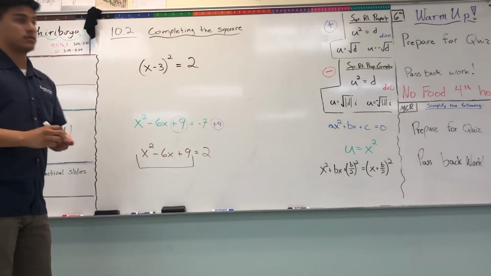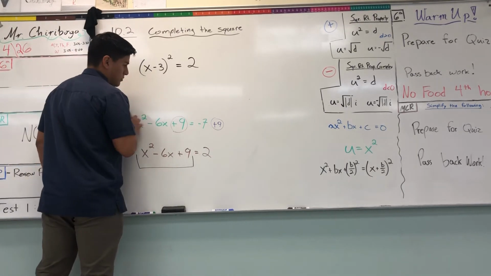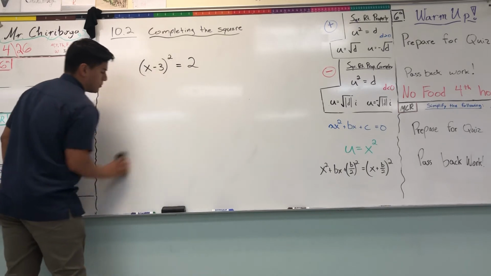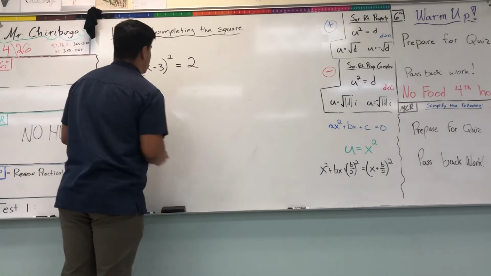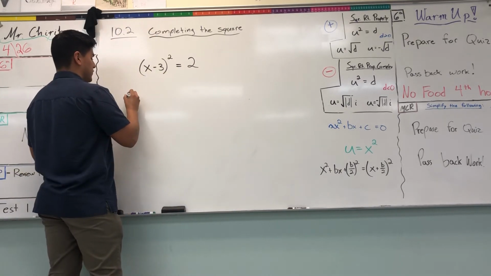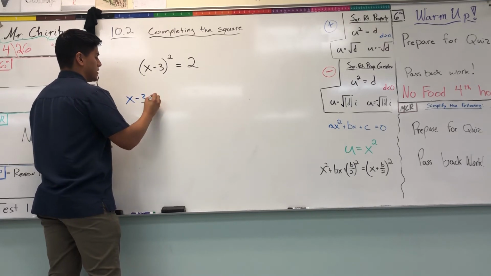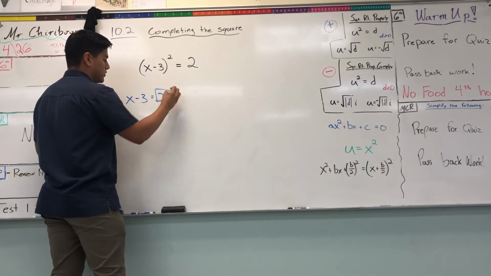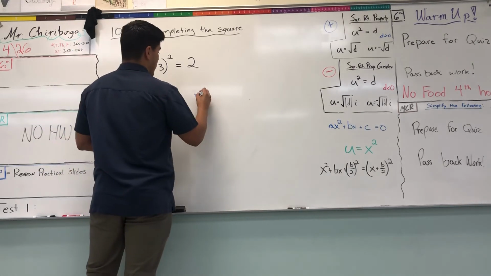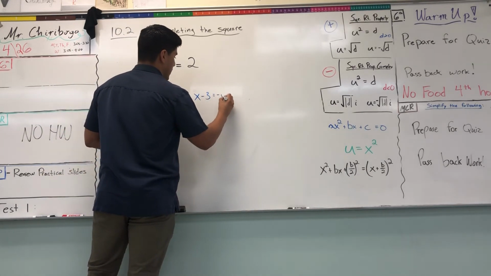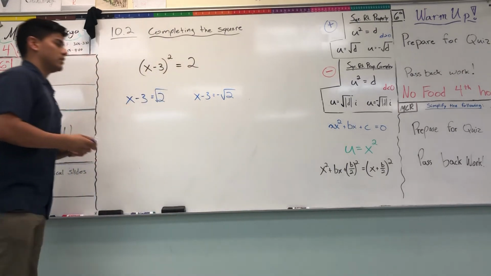Now can we solve this? Yes. What does it look like, the top or the bottom one? The top, right? Because it's positive. So since it's positive, we're going to go ahead and solve. Our u squared is x minus 3 squared, which means you have x minus 3 equals the square root of 2, and you have x minus 3 equals negative square root of 2.